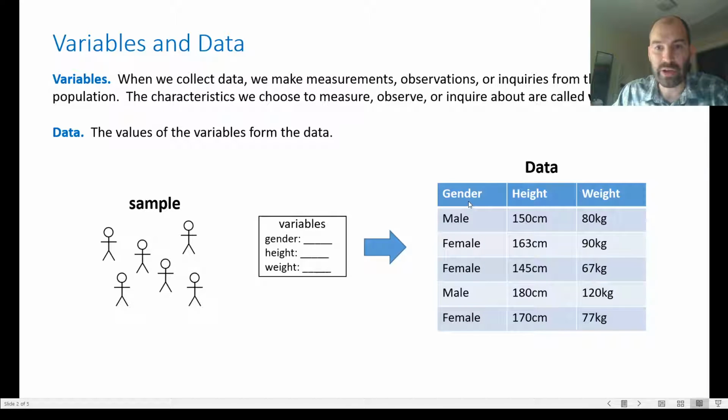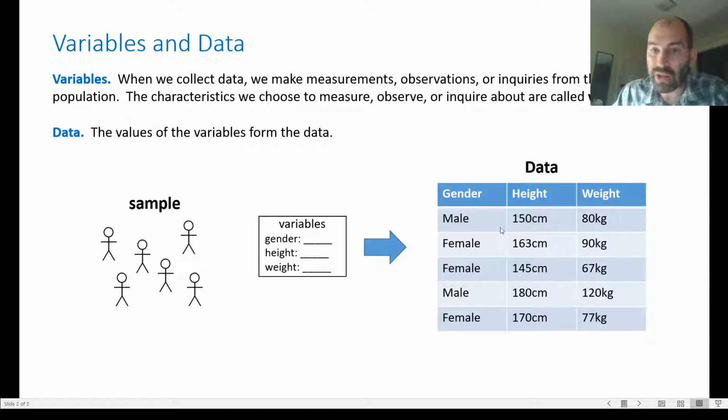For gender, we determine that they're either male or female. For the height, we get various numbers in centimeters. And for the weight, we get various kilograms. Each column will be a variable. If you look at the top of the column, they usually label which variable it is. So we have gender, height, and weight. Below the top row is the data, the particular values of those variables.